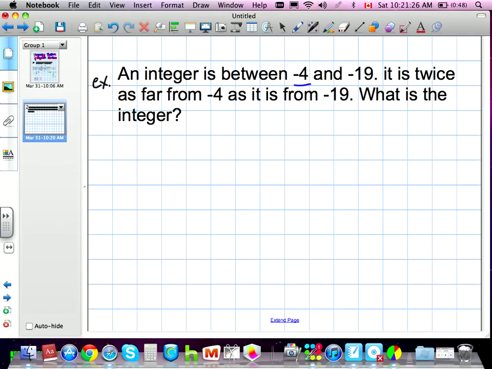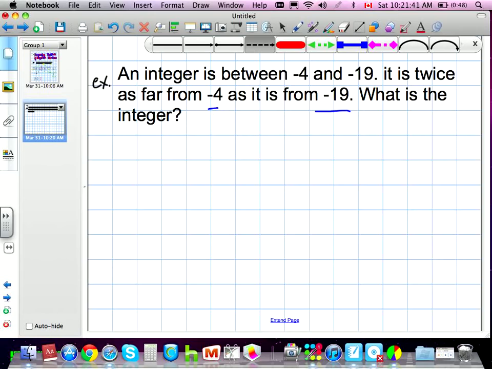Excellent. Okay, so we have another question. An integer is between negative 4 and 19. So that's good. They told us it's in between these numbers. That's important. It is twice as far from negative 4 as it is from negative 19. What is the integer? Okay, so let's set this one up too.